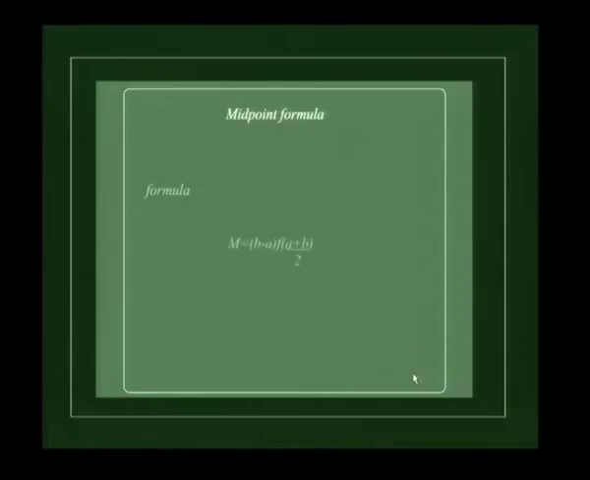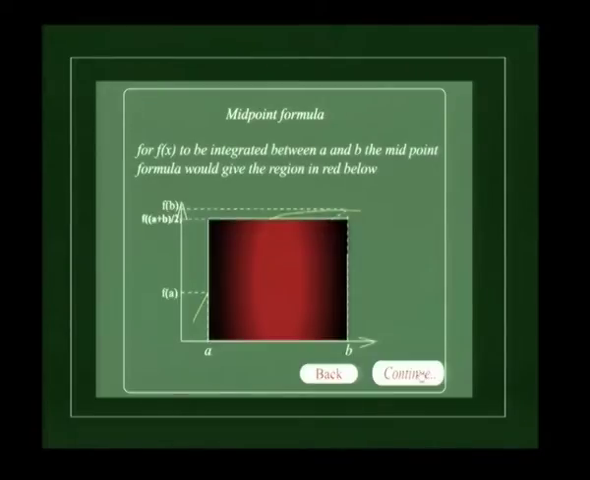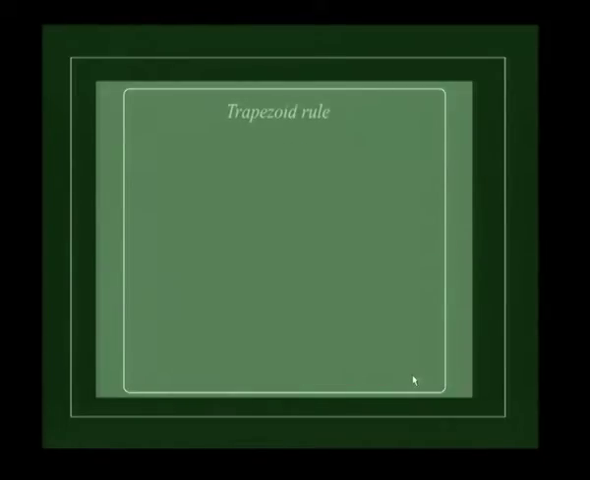And then we have the midpoint formula, which is (b minus a) into f of (a plus b) by 2. Again the function is evaluated only at one point and then we multiply it by the interval b minus a. So this calculates the area under a box, but now the function is evaluated at (a plus b) by 2. That's the area shown in this red colored region, and that's the second formula we looked at, the midpoint rule.